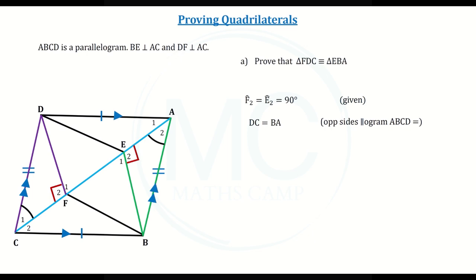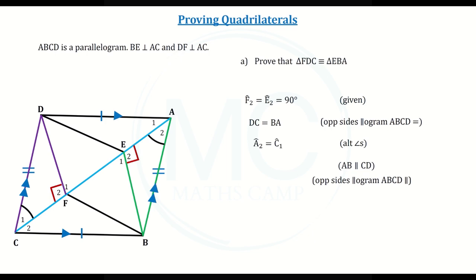These are alternate angles, so we can now see that angle A2 will be equal to angle C1 because they are alternate angles. The reason why they are alternate angles is because AB is parallel to CD, and we know that this is true because the opposite sides of parallelogram ABCD are parallel.